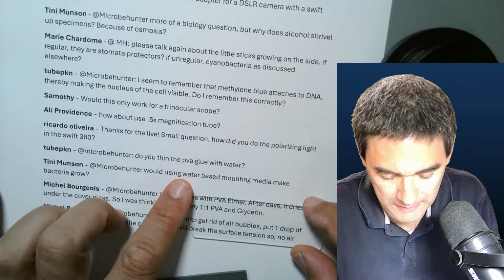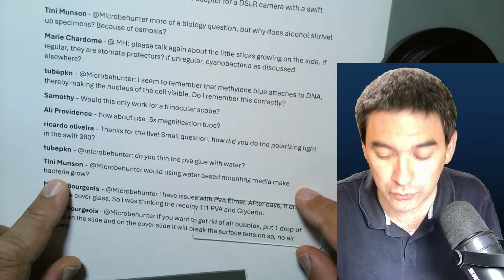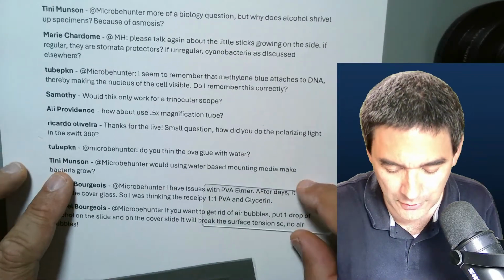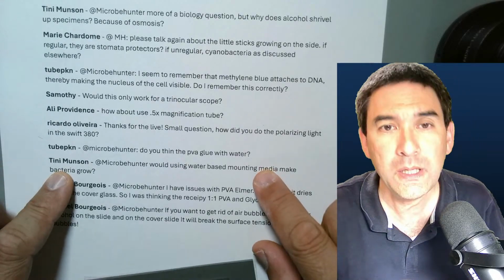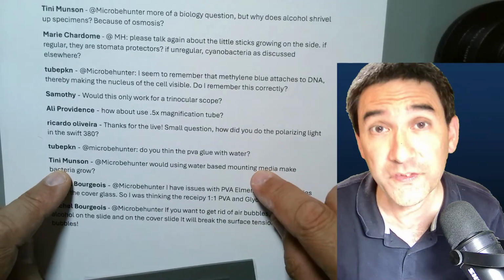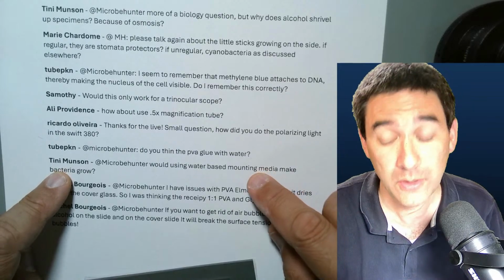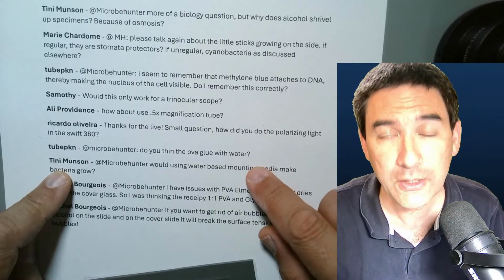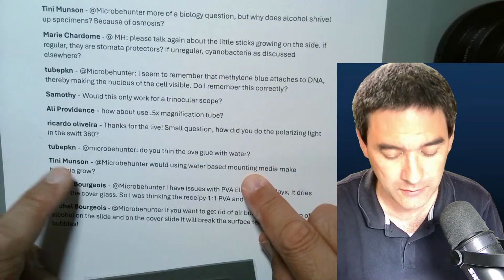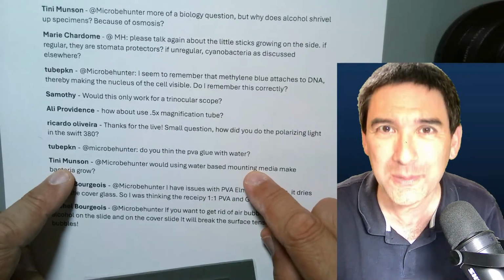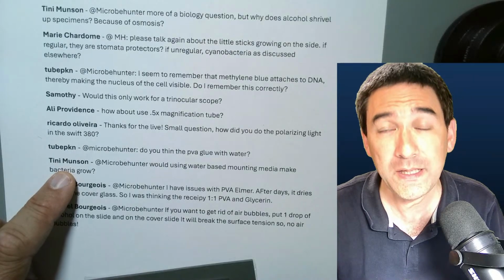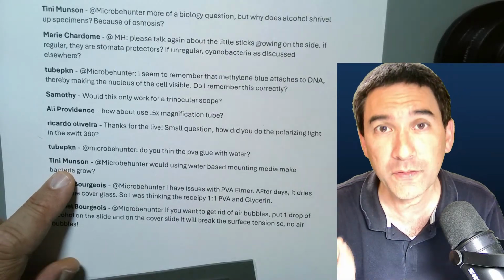Would using water-based mounting media make bacteria grow? No, definitely not. Because the point of a mounting medium is actually to dry up and to preserve the specimen. The point of a mounting medium is exactly the opposite of this question. You do not want the bacteria to grow, because if there is any growth or changes happening, then that defeats the purpose of the mounting medium.